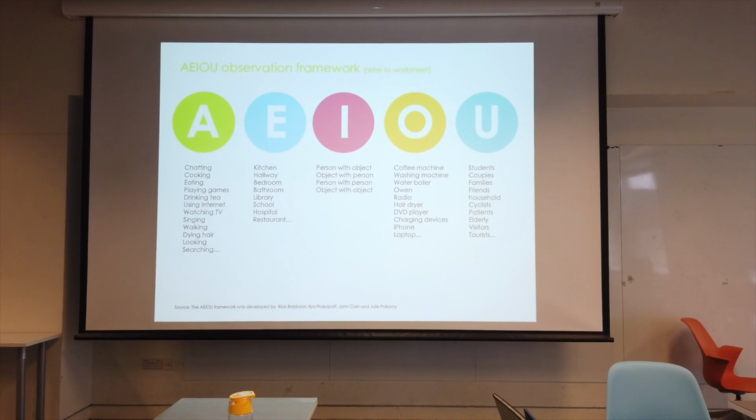And the fourth one, O, stands for objects. What kind of objects are being put to use? Why do they use them? And it's not just one object, maybe one object after another. So what is the sequence between those objects?